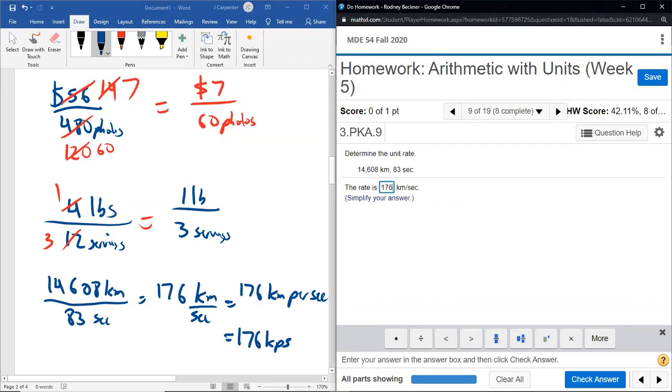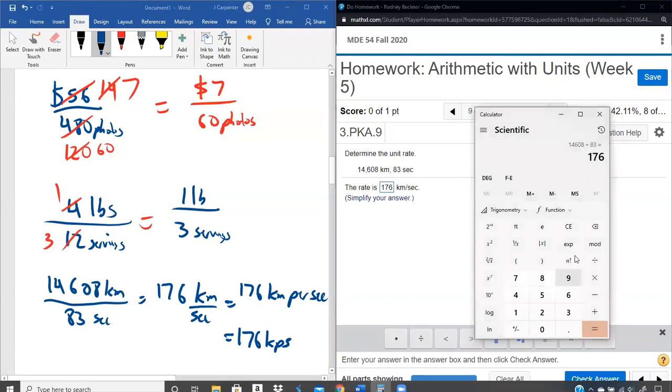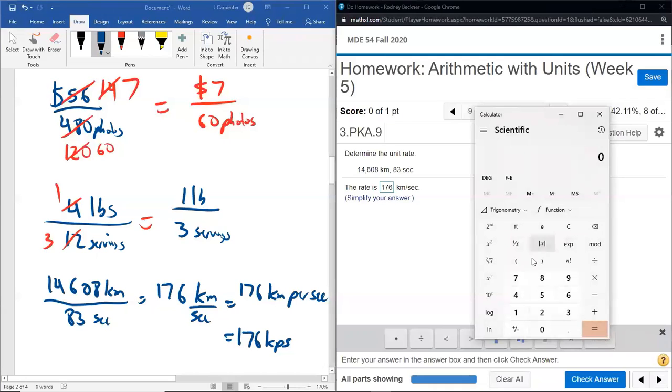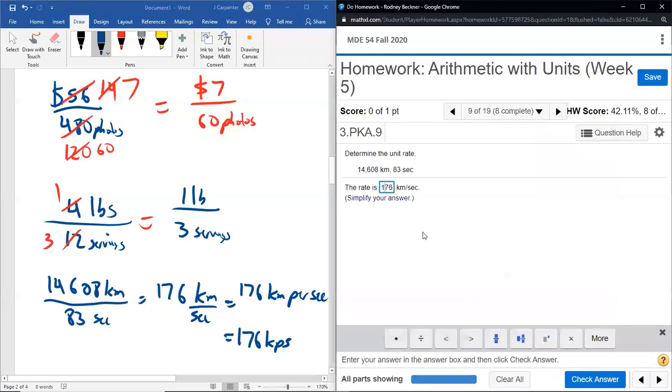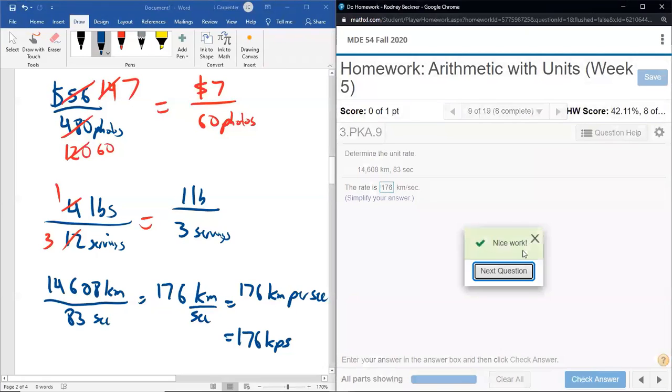So maybe you don't trust this answer. I showed the math once, but you know what they say, measure twice, cut once. So do it again. 14608, I'm staring at the number to make sure it's right. Okay, we're good. Divided by 83. 176. All right, now I'm trusting it. Now we can hit check, and we got it right.